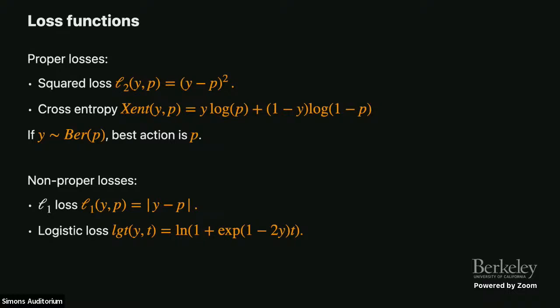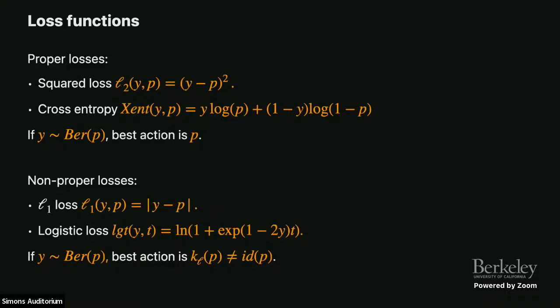So there are a large number of loss functions out there. In non-proper losses, if y is sampled from Bernoulli with probability p, the best action now is just some function of p, but it may not be the identity function anymore. It could be rounding p, it could be doing something exotic.